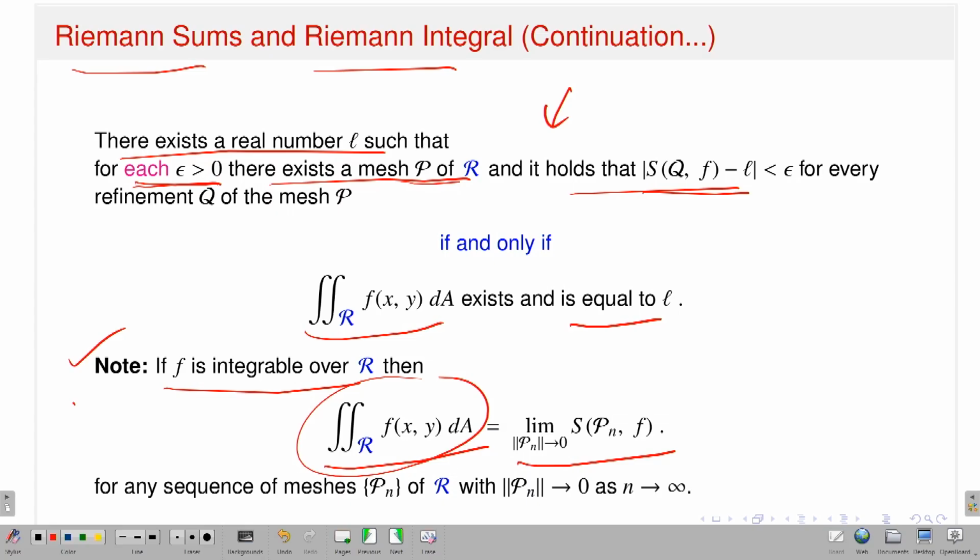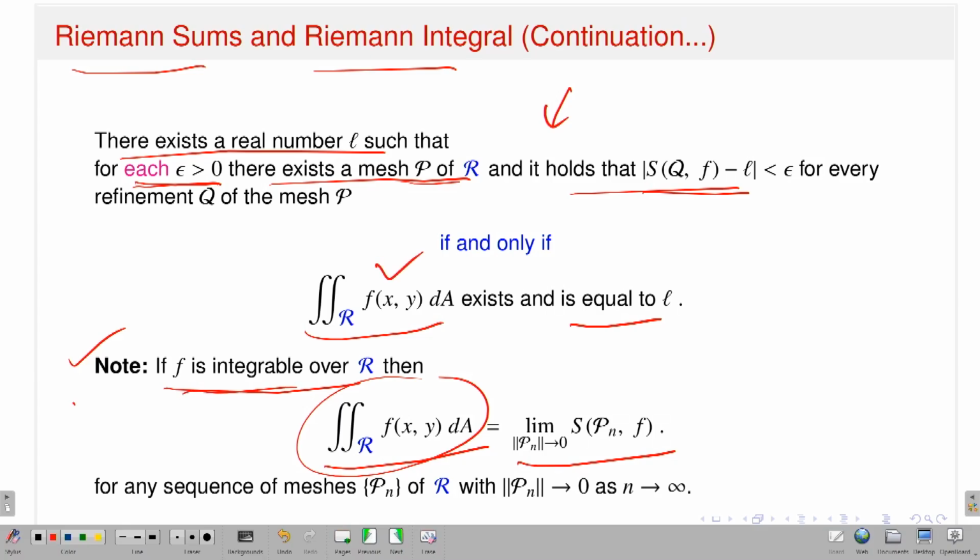What are the properties? For any epsilon, there exists a partition P such that whatever refinement I take of this partition P, the distance between the Riemann sum corresponding to the refinement partition Q and L is less than epsilon. If this is the case, it is saying that my function is Riemann integrable. In other words, the double integral over R of f(x,y) exists and it is exactly equal to the value L.